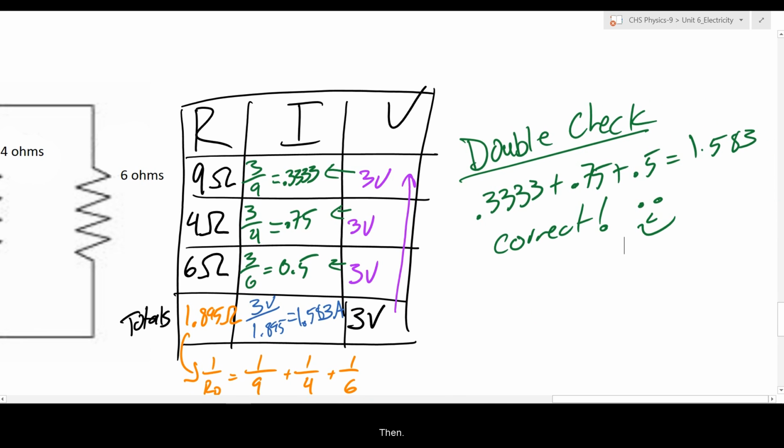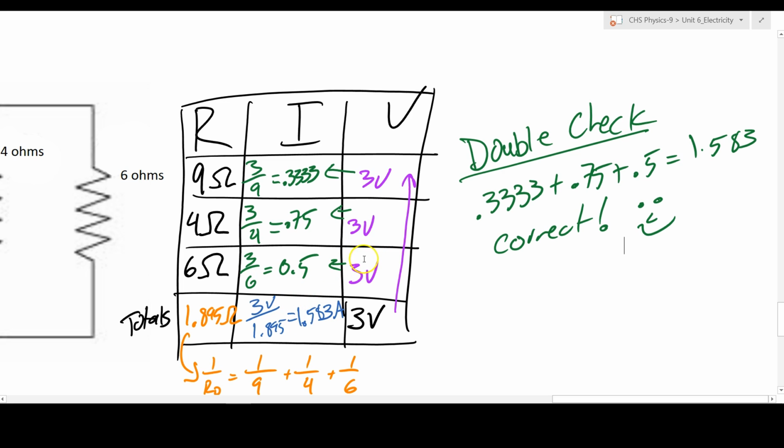Okay, so then I have two things. I know the total resistance and I know the total voltage. So then I can find the third thing, which is the current. So I take my 3 volts divided by the 1.895 and I get 1.583 amps. And that's good. So I'm just going to hold on to that to do my double check at the very end.